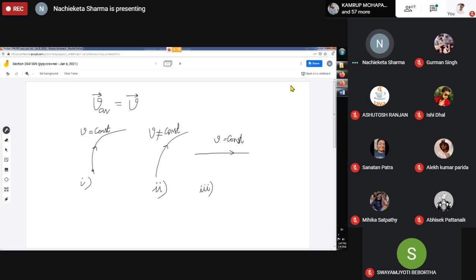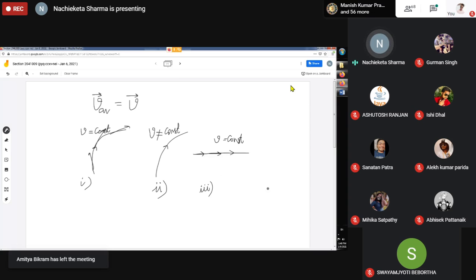But here you see, if the velocity is in this direction, then the velocity here is also in the same direction, like this. So the direction is also remaining constant.